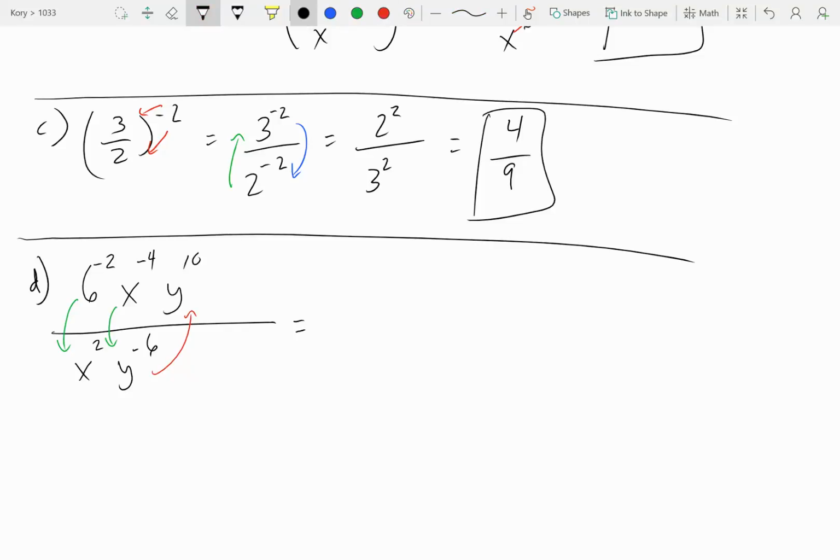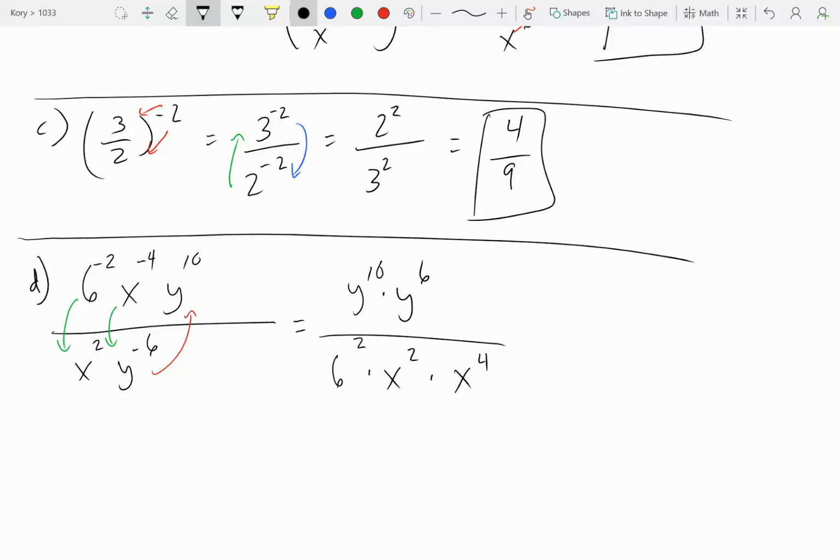So remember, everything that's negative needs to be flipped. So we're left with, on the top, y to the power of 10, and then y to the power of 6. That's what's all left on top. On the bottom, we have 6 to the power of 2, x squared, x to the 4th, and that's it.